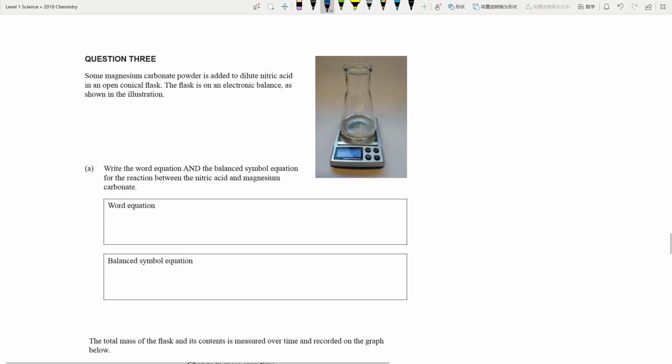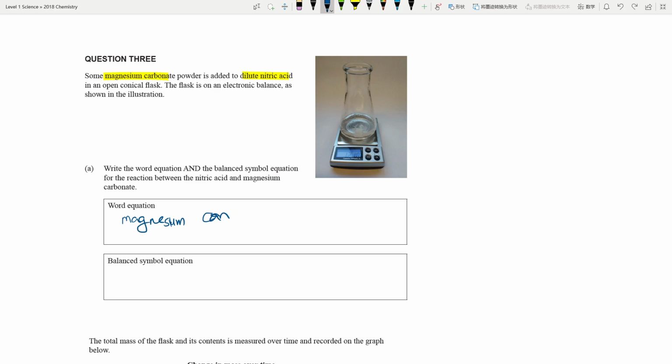We're tracking through it quite nicely. So what sort of question do we have here? Magnesium carbonate powder, dilute nitric acid. Okay, so these are the two chemicals we have: magnesium carbonate.